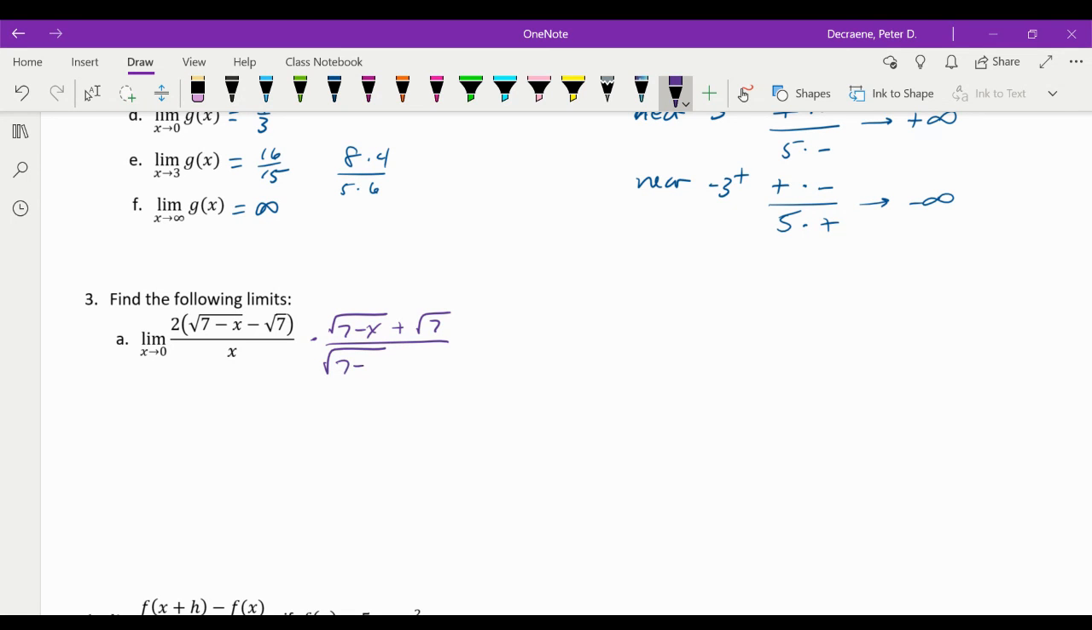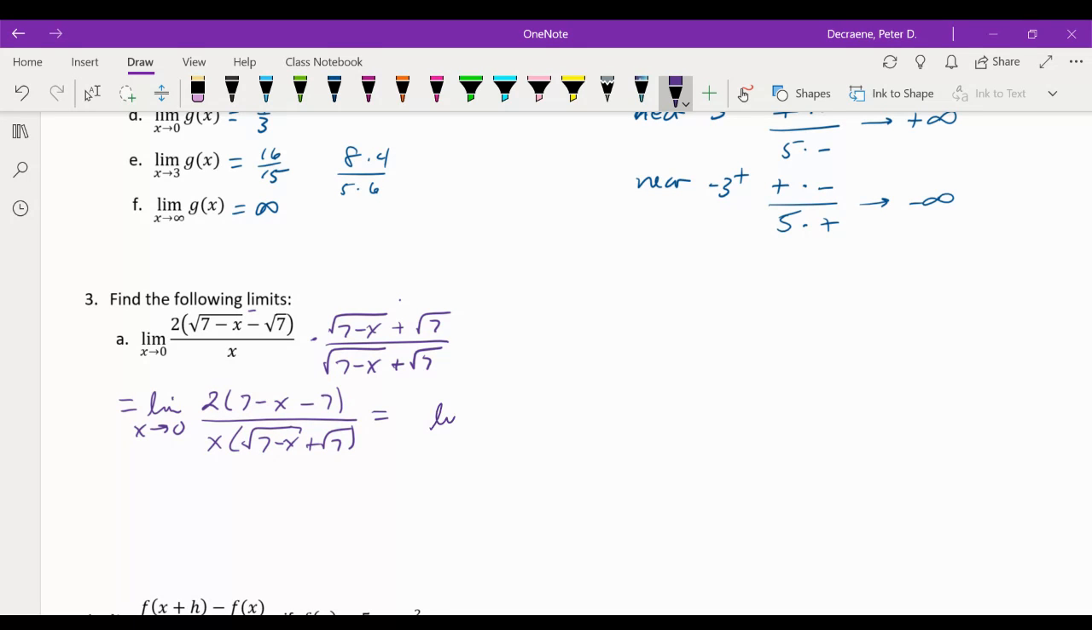I'm not going to worry about the 2 right now. I'm just going to deal with the radicals. So I'm going to get the limit as x goes to 0 on 2. When I multiply these two together, root 7 minus x times root 7 minus x is just 7 minus x. I'm going to get plus root 7 times root 7 minus x minus root 7 times root 7 minus x, so I don't worry about that one. And there's going to be minus root 7 times root 7 is 7. My denominator is going to be x times root 7 minus x plus square root 7.